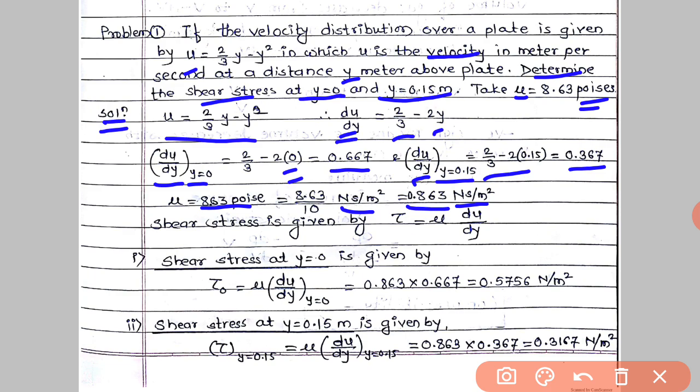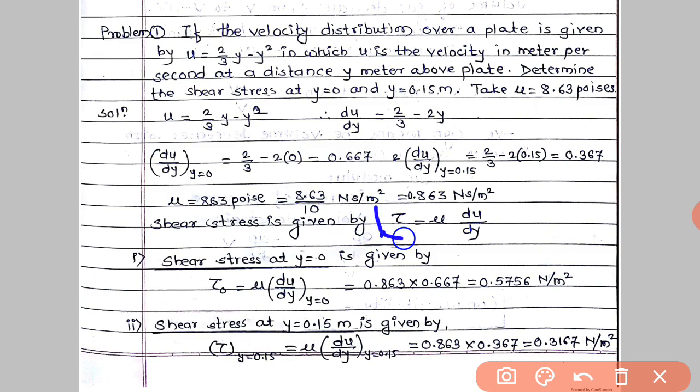We know that shear stress tau is given by tau is equal to mu into du by dy. Now we have to use this formula to calculate shear stress. So tau at y is equal to 0: put the values in this equation. We know the value of mu, and then put the value of du by dy, that is the velocity gradient at y is equal to 0. The value will be 0.667 for du by dy at y is equal to 0. So tau 0 will be 0.5756 Newton per meter square.